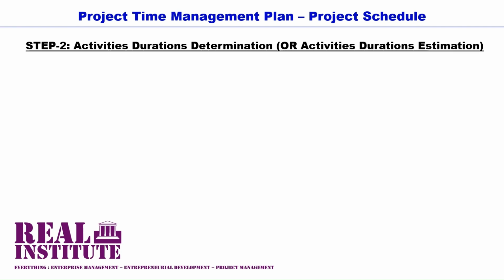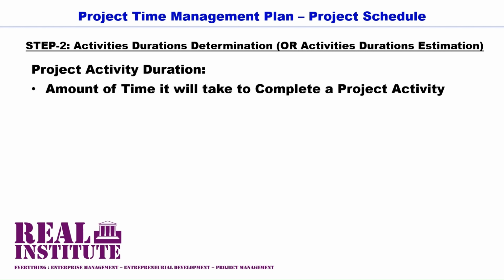Then, when satisfied with the list of project activities, the next step is to determine or to estimate the amount of time it will take to complete each project activity. This is to determine the project activities' durations.